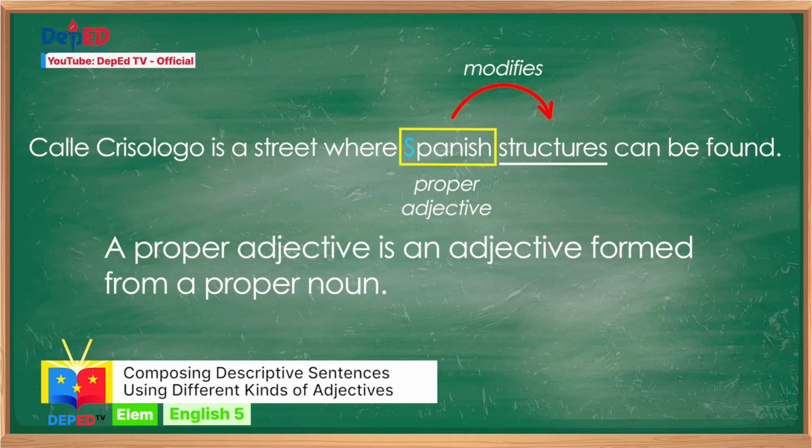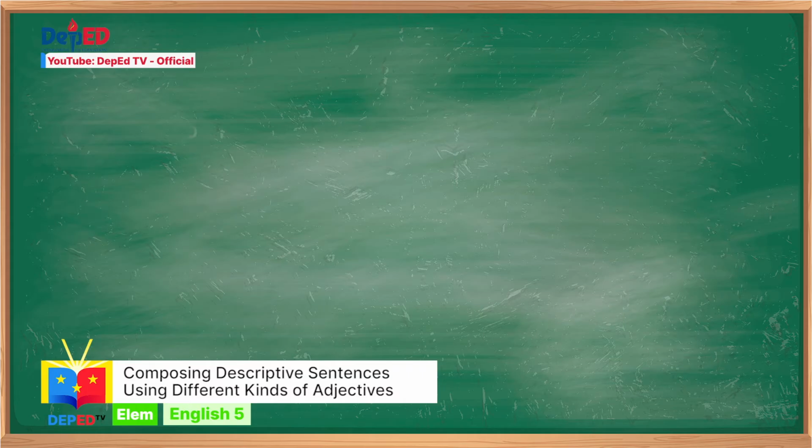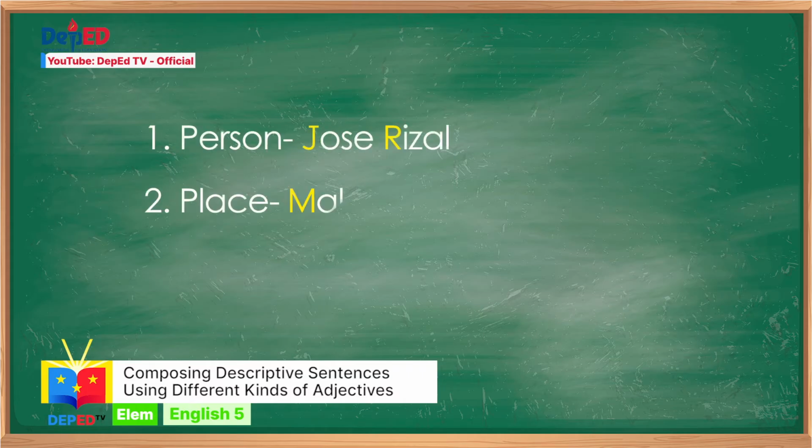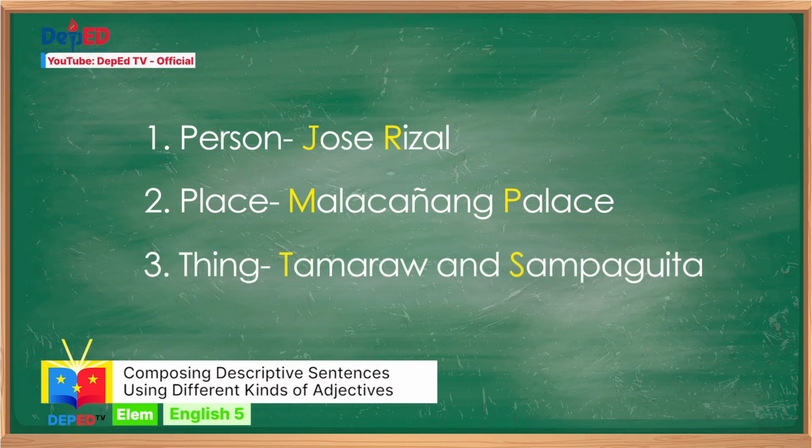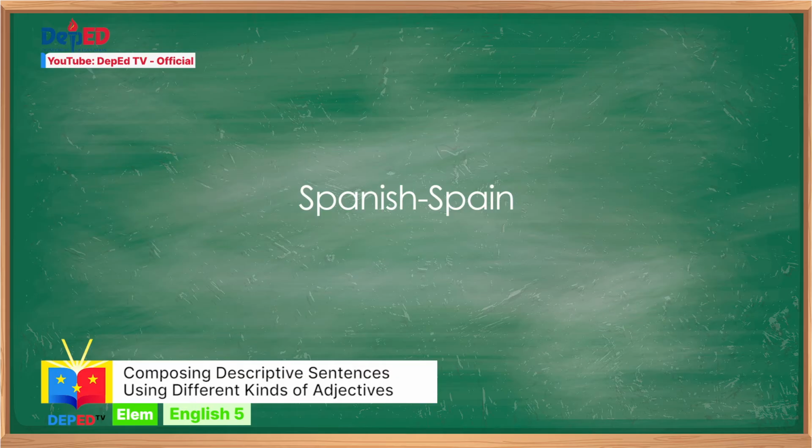Let's review what a proper noun is. A proper noun is a name of a particular person, place, or thing. It always begins with a capital letter. In the case of the proper adjective Spanish, it is derived from the proper noun Spain. Let us have the second sentence.